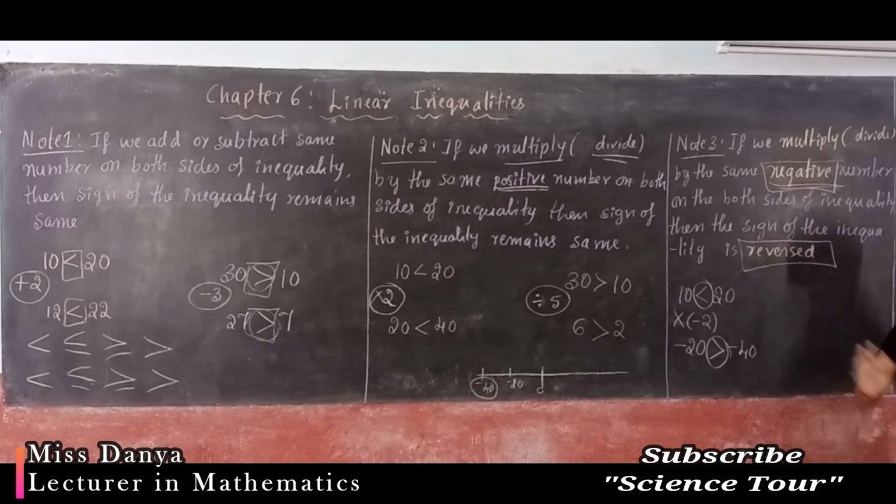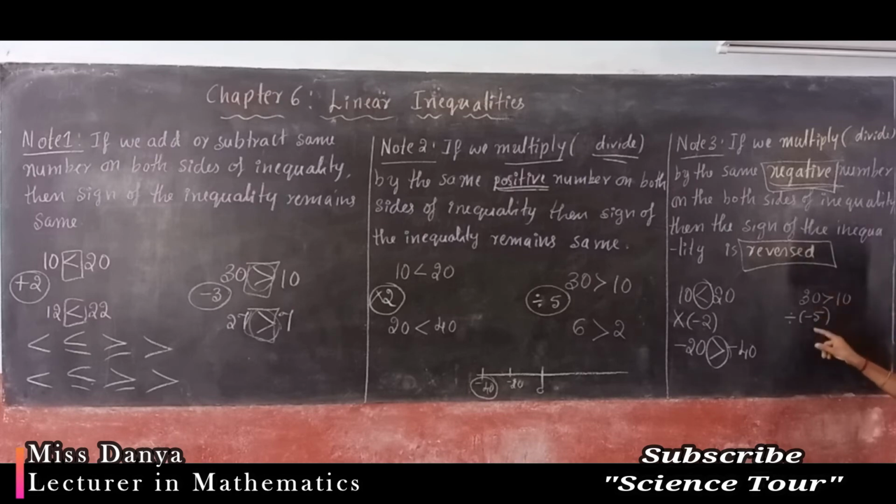The same thing happens if you divide by a negative number also. Suppose I take that same inequality, 30 is greater than 10. Now I will divide both sides of this inequality by a negative number, minus 5. Okay, what are we doing now? We are dividing this inequality by a negative number, minus 5.